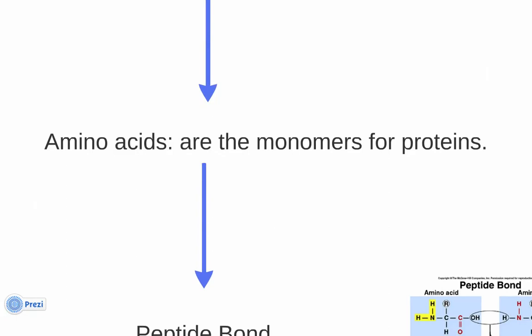As I mentioned in the beginning of the lecture, polymers are made up of smaller units called monomers, and that's where proteins come in. Proteins are polymers of amino acids. So amino acids will be the monomers for proteins, where an amino acid will form bonds with another amino acid, and will give you a protein.